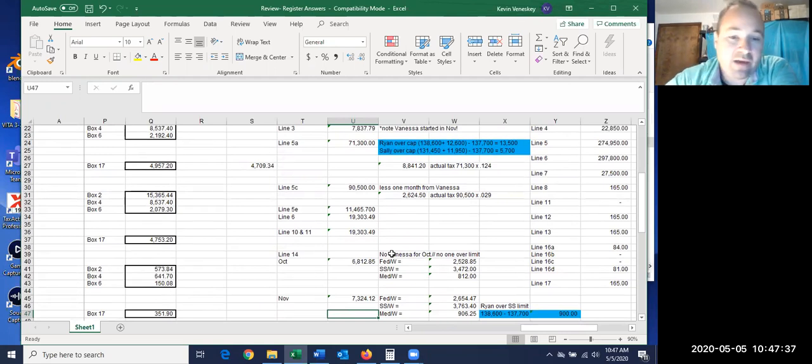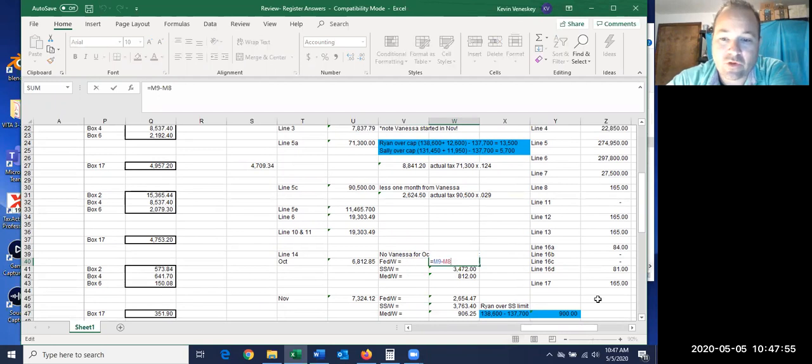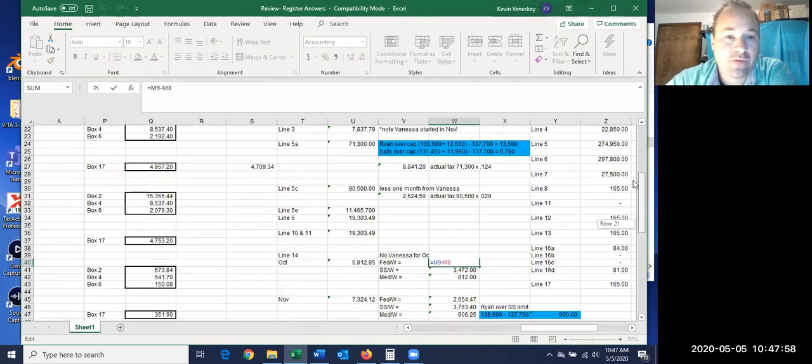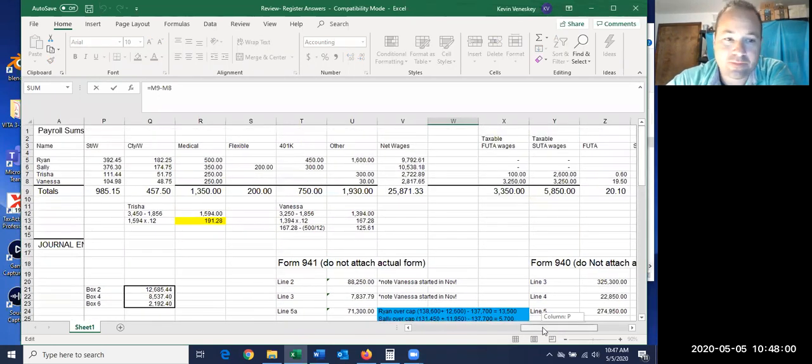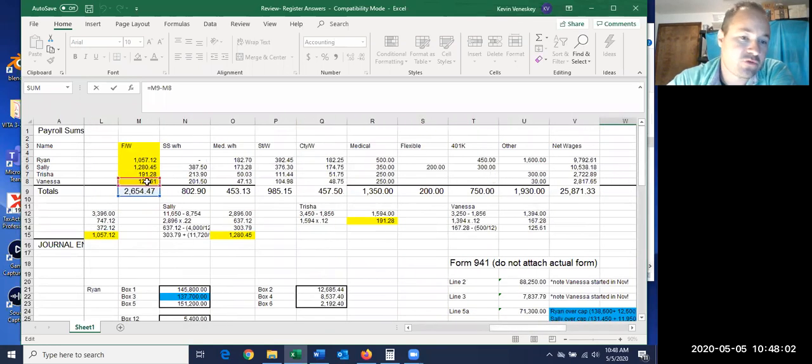Line 14, now that we're at the bottom, federal withholdings. This is the only one that you need to remember: our last employee didn't work in October, so we only have the 3. All I did is take the full federal withholdings and then subtract out Vanessa. She didn't work.